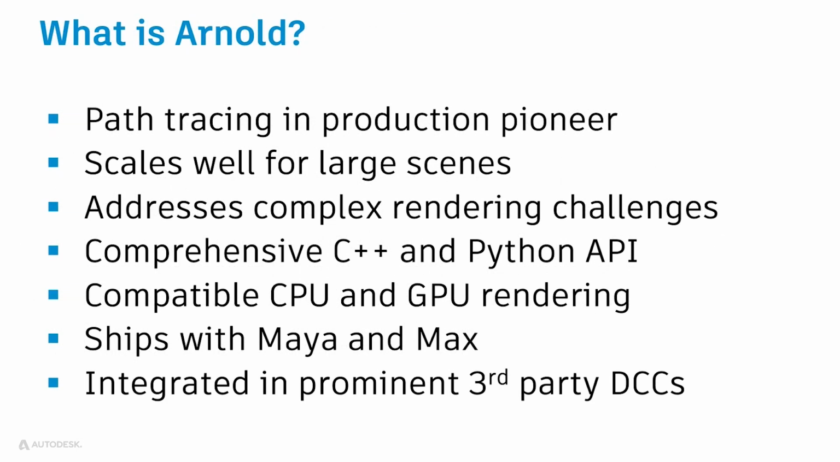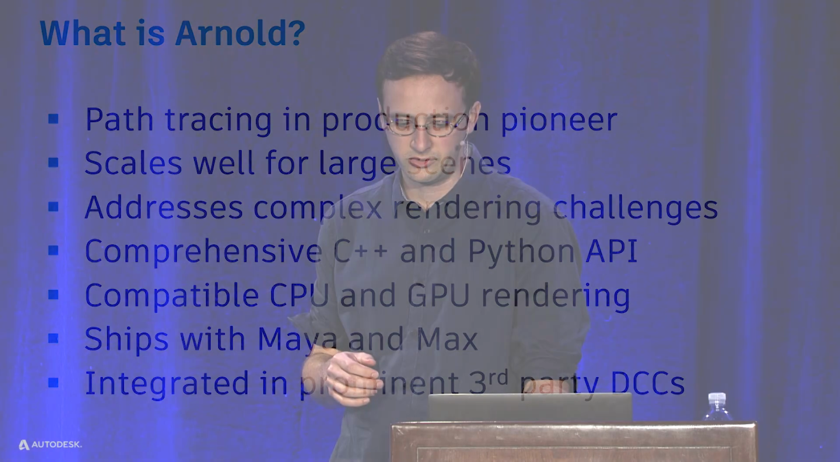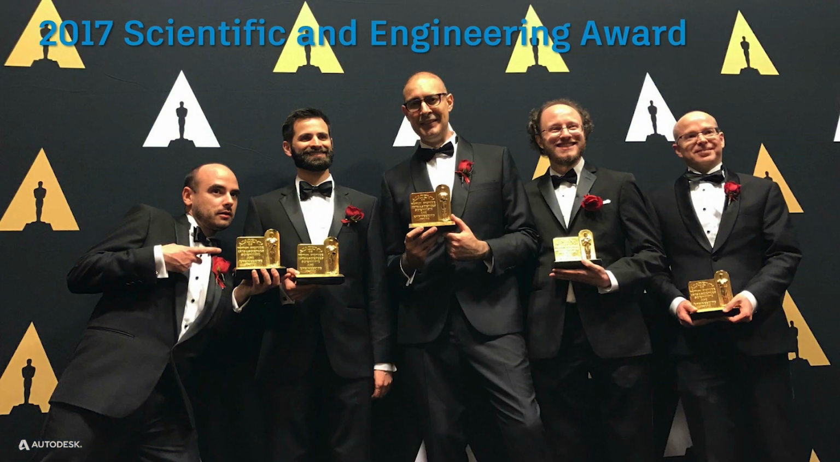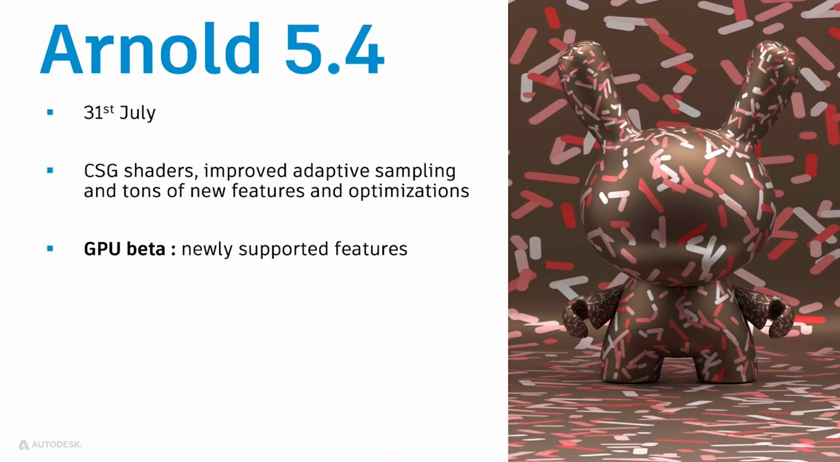So Arnold is, as you probably already know, a high-quality production renderer for visual effects and film animation. It's used by many studios, hundreds of studios, on countless productions. Arnold was instrumental in the shift toward physically based light transfer simulation in production rendering, a role that was recognized by an Academy Award. Arnold is available as a standalone renderer and inside Maya, 3ds Max, and other third-party DCCs like Houdini, Cinema 4D, Katana. And today I'm also going to announce that we'll be releasing Arnold 5.4 tomorrow.